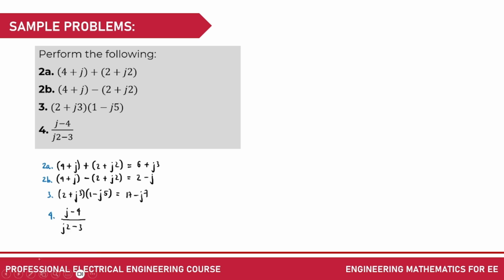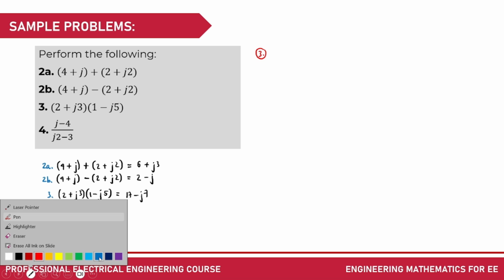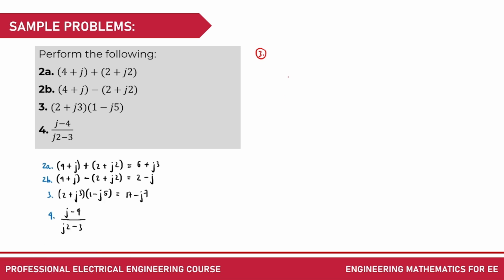For multiplication, let's say for number 3, if we did not use our calculator for the complex numbers, what they usually do is this. Let's say we have this one, 2 plus j3. Two ways for you to solve this one. If we're not going to use our calculator, the reason why I'm showing you this is because I want you to know the rigorous process. Okay?